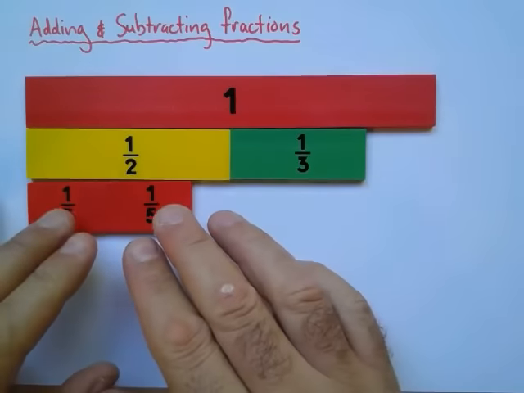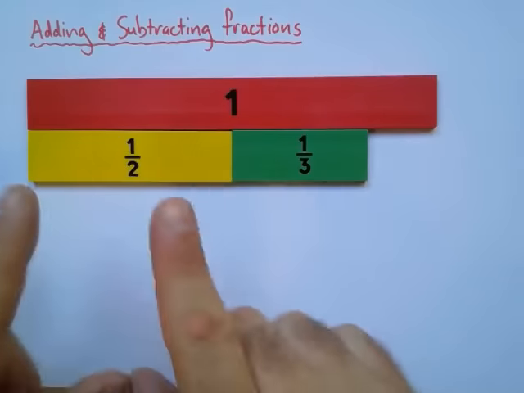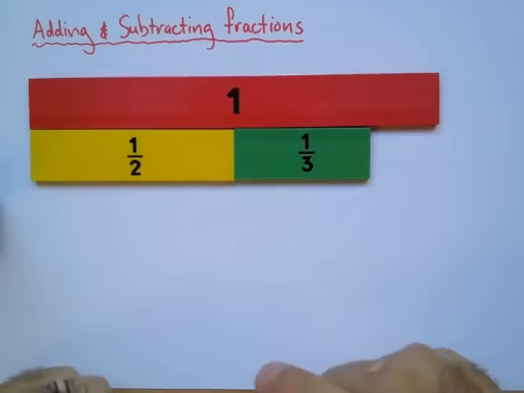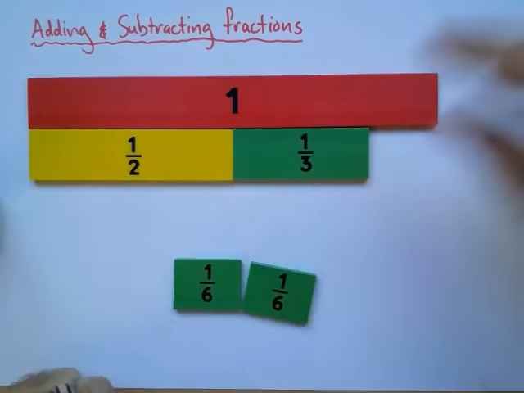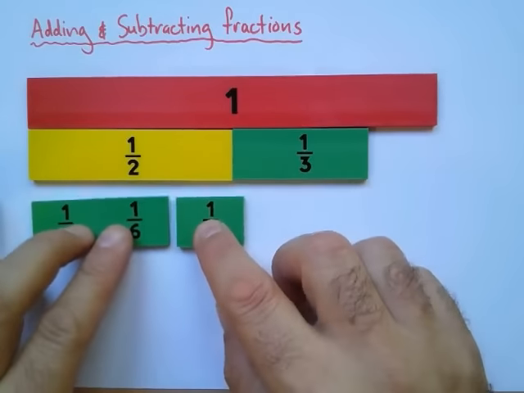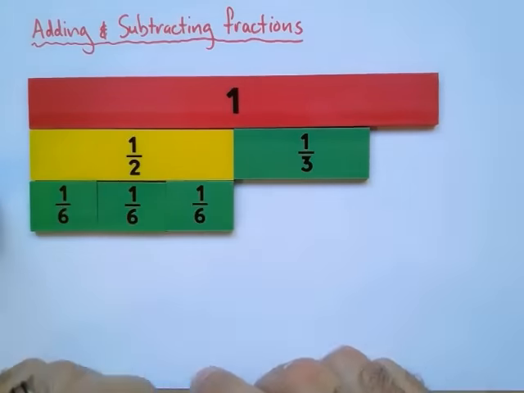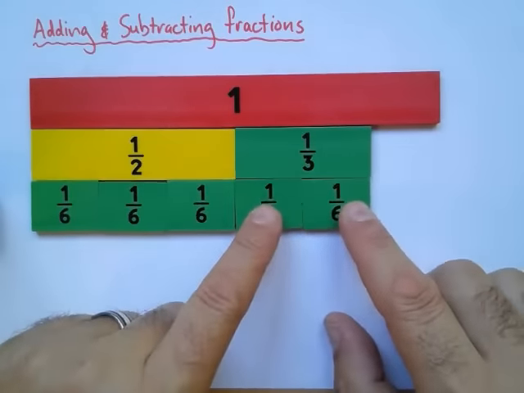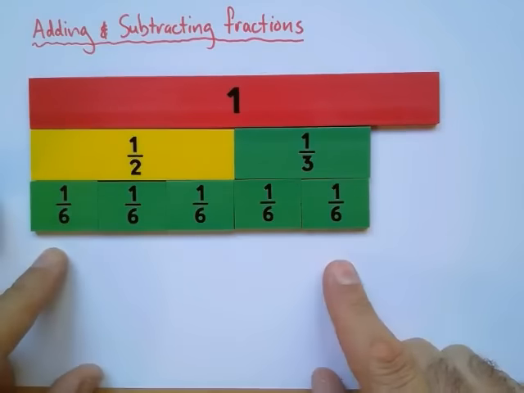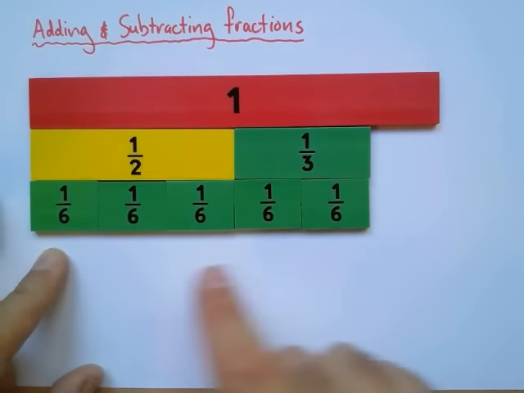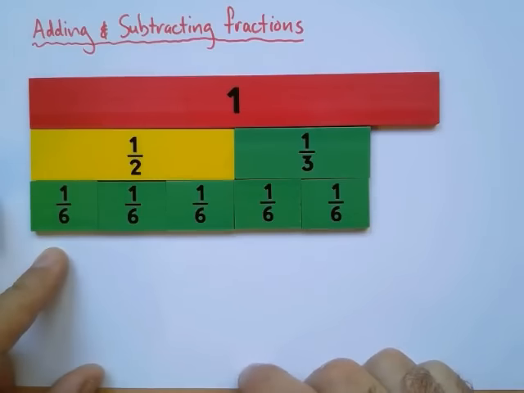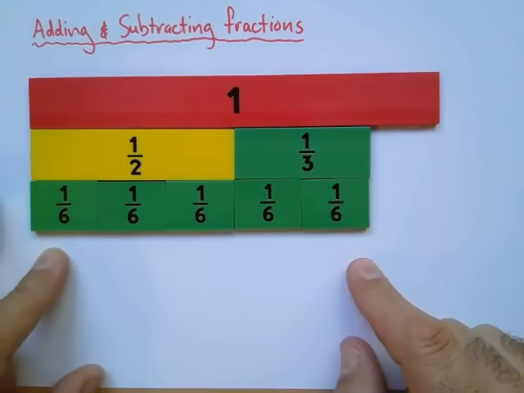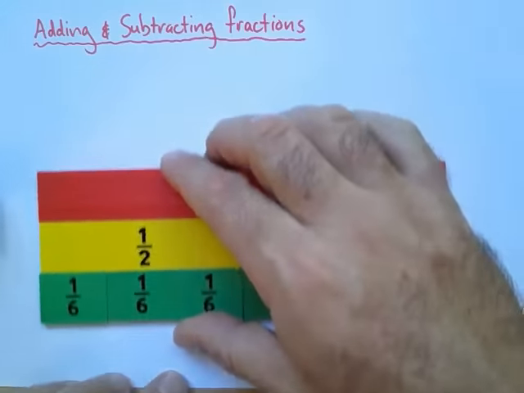So that doesn't work. What we want to do is break this up and this up into bits that are the same size, and then we can know what it is. For example, I'm going to break this up into 6/6, and it fits exactly. And I'm going to break a third up into 2/6, and now I can see that that is 1 plus 1 plus 1 plus 1 plus 1, which will be 5/6. So I'll say a half plus a third is 5/6, and I'll do the math on that now.